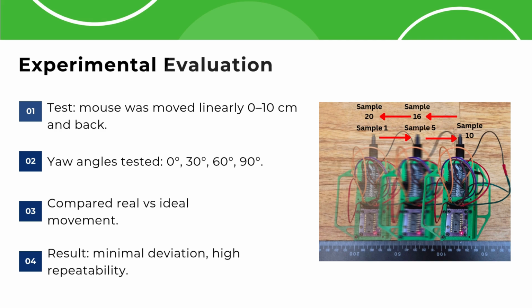So we have experimental evaluation. To evaluate the tracking accuracy, we move the device 1 centimeter at a time, recording the accumulated pixel movement in each step. This was repeated under different yaw angles, 0 degrees, 30 degrees, 60 degrees, and 90 degrees, to compare the real motion against an ideal reference. So the result was a minimal deviation and a high repeatability.